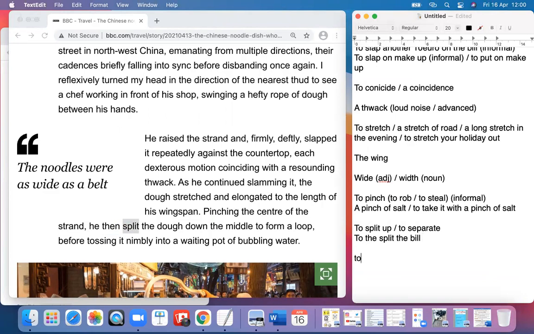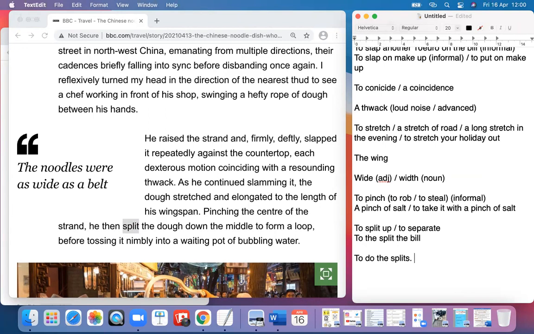So to split the bill is very typical as well in the restaurant, to divide the bill. And also we say to do the splits. And this is typical in gymnastics. It's a very difficult exercise with the legs, and you try to put the two legs flat. That's to do the splits. So it's a very typical exercise in gymnastics.